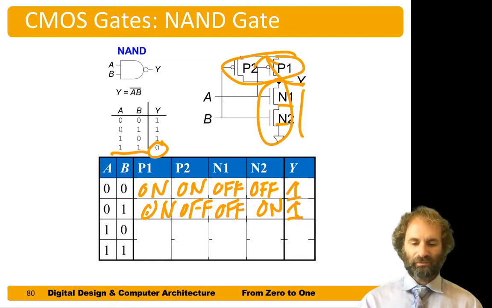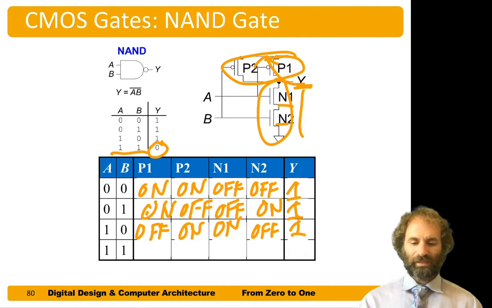If A is 1 and B is 0, it's similar. P1 is off, P2 is on, N1 is on, N2 is off. There's a path from Y to power through P2. There's no path from Y to ground because one of the 2 series transistors is cut off. So again, the output is true.